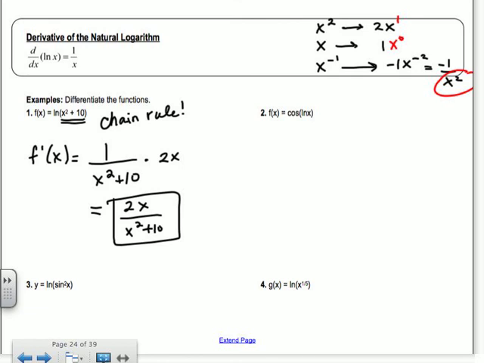Yeah, Catherine? On the derivative of the natural log, so is x squared plus 10 our x? Is that what we're saying? Yes. That's why it's 1 over x squared plus 10. Yeah, that's our inside part, right?